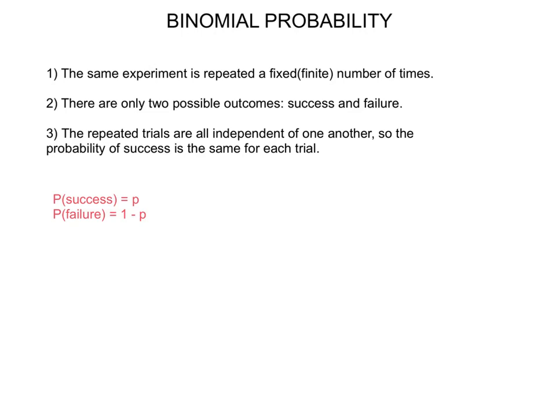Now, the next thing that we need to realize is that the probability of success, we're going to label that P. Then the probability of failure is going to be 1 minus P. And the reason for this is because we know that probability always has to add up to 1 or 100%. So if the probability of success is 25%, the probability of failure is going to be 75%.